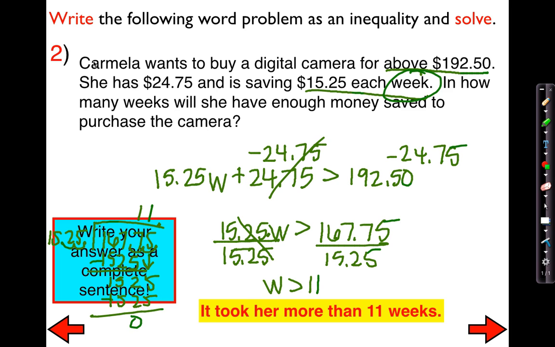So real quick, is that going to include 11 weeks? Will she have enough money? The answer is no. She'd have to save more than 11 weeks. So that's going to be 12, 13, 14, 15, etc.